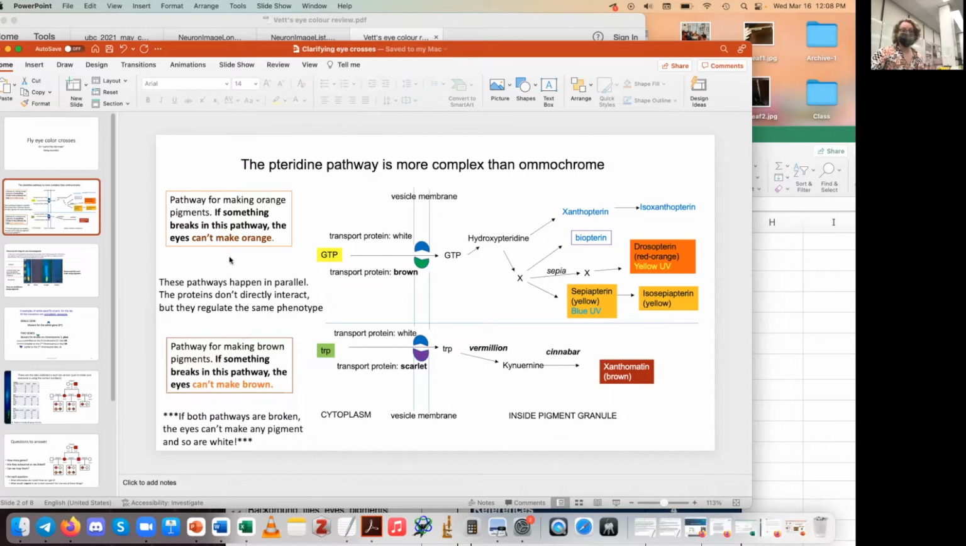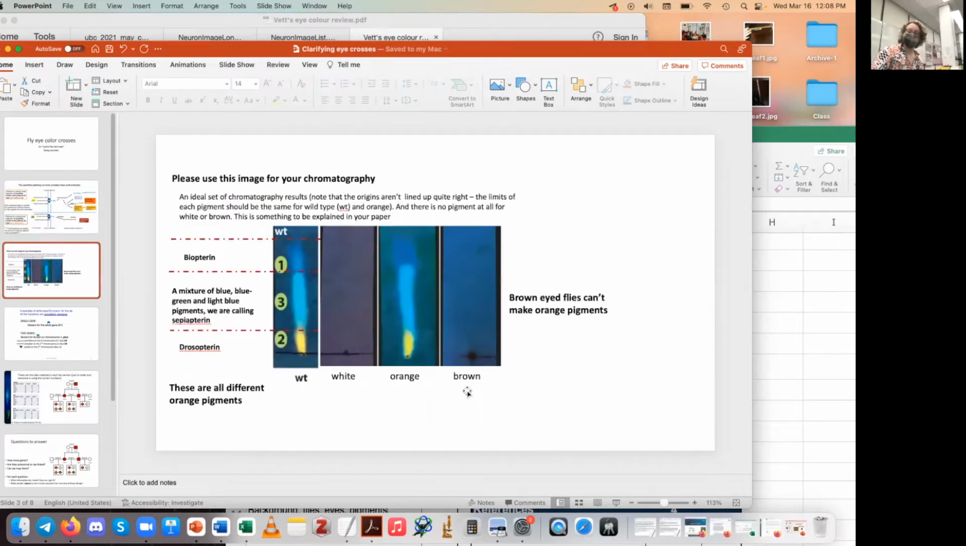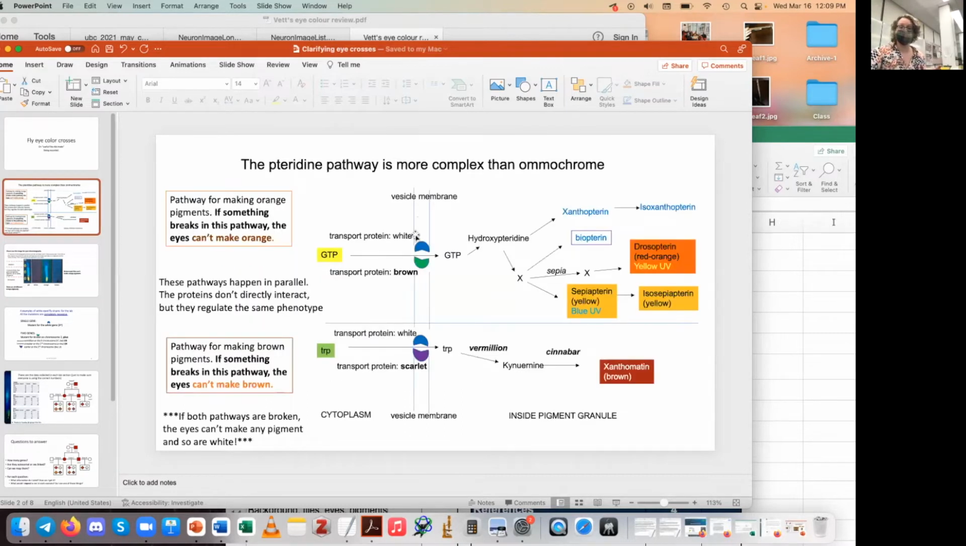They won't be present. So here we see in this brown mutant, so a brown phenotype, we've got the gene brown broken, likely, for the brown flies that we looked at. And you see that there are none of those orange pigments. They can't make the orange pigments because they can't get the ingredients to the place where they would make them. And that is because this transport step is broken.